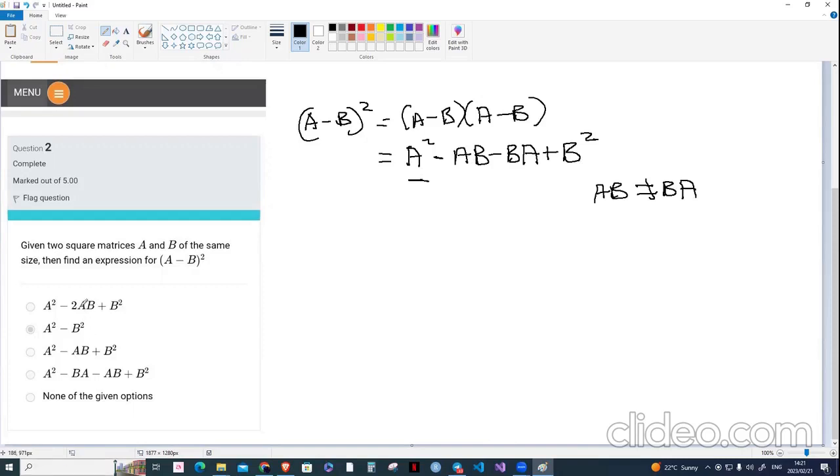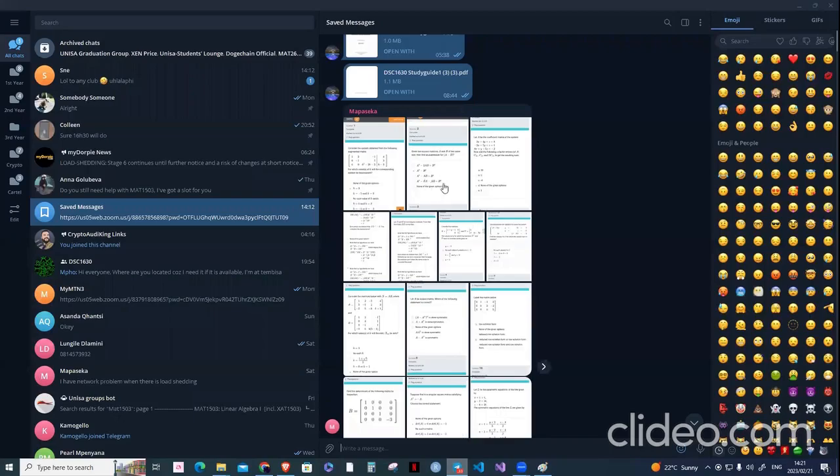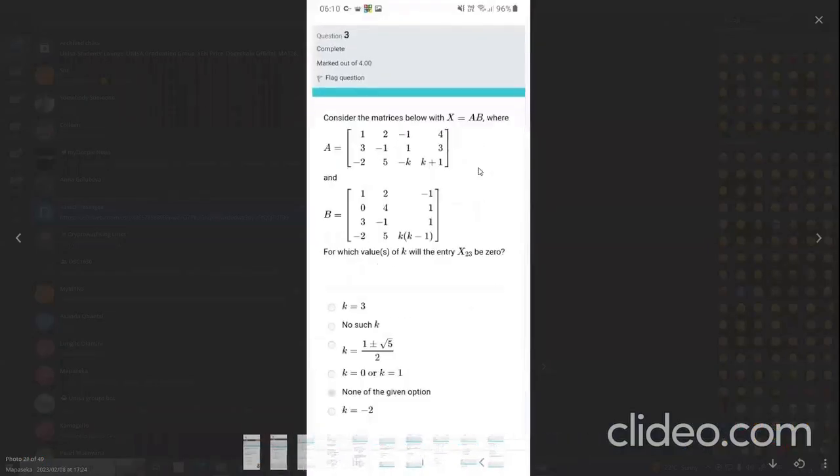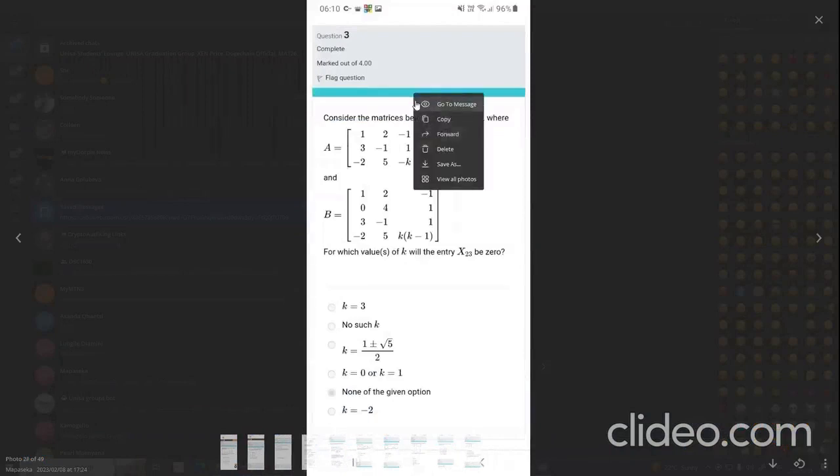So we check our solutions here. The correct answer here was this one. This one is supposed to be the correct answer. Then let's check another question. Question 3.